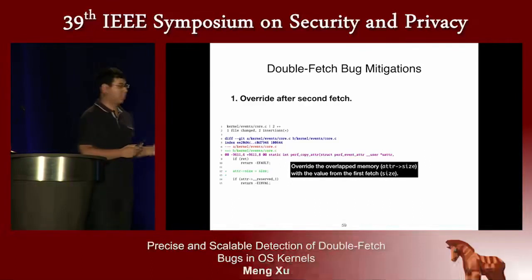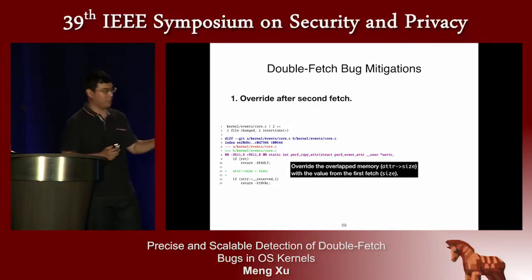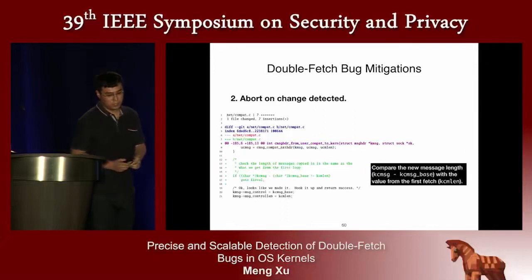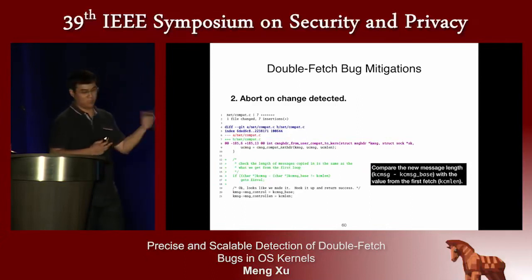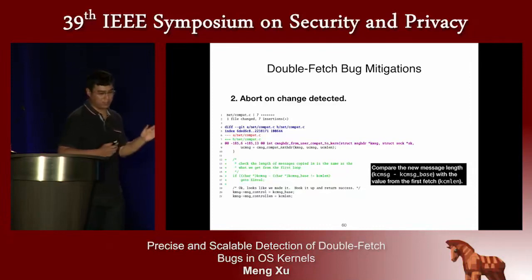The first one is you just override the second fetch. I don't care what you fetch in the second fetch, I just override the value with what I get in the first fetch, and we're good to go. The second way is I'm going to check whether you modify something after the first fetch. And if I detect you modify something, I'm going to abort.